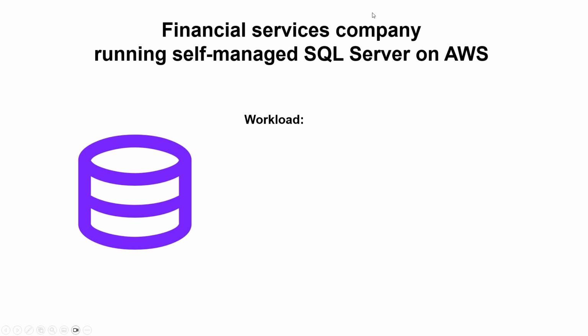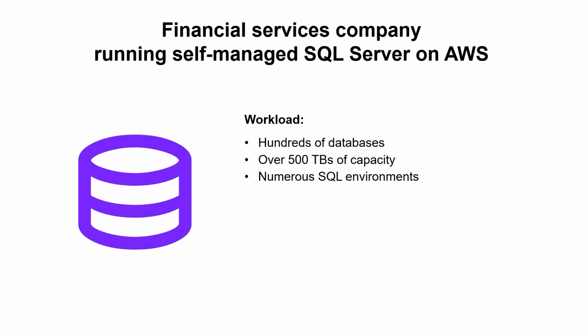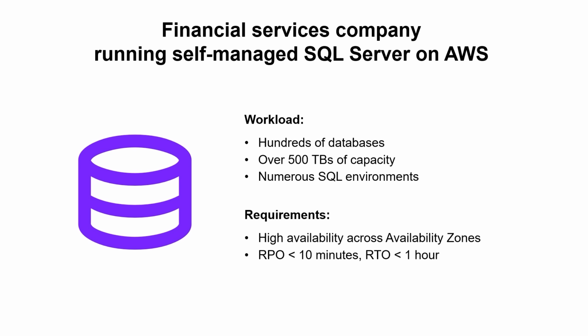So, you're running your databases on AWS and need to meet stringent resilience requirements like this financial services company that was running its self-managed SQL Server as part of its SaaS platform on AWS. They had hundreds of databases with over 500 terabytes of capacity and numerous environments for dev test, pre-prod, and other purposes. Because the platform was mission critical, the company had demanding resiliency SLAs. They needed high availability, an RPO of 10 minutes and RTO of 1 hour, and to ensure business continuity, they needed an effective disaster recovery site as part of the architecture.